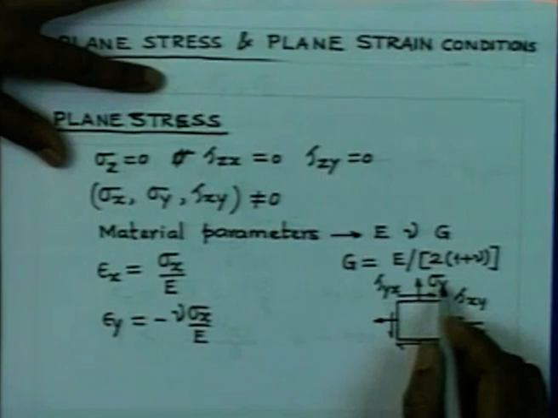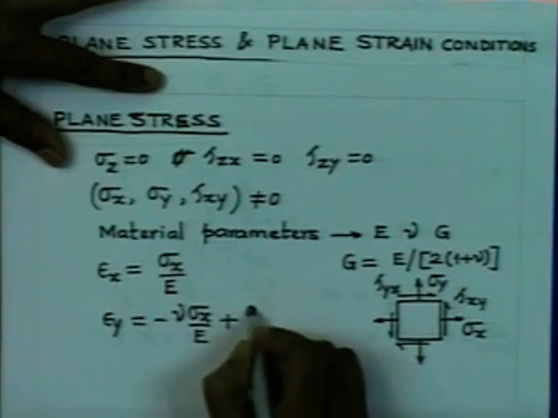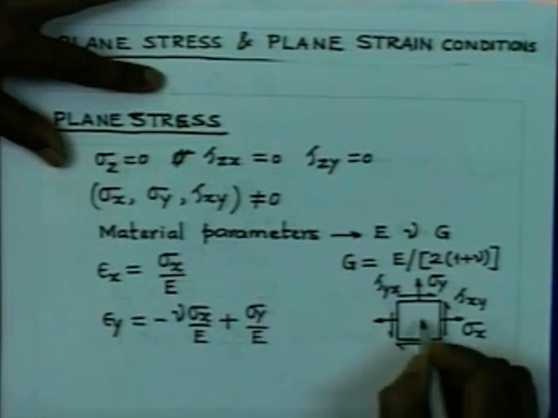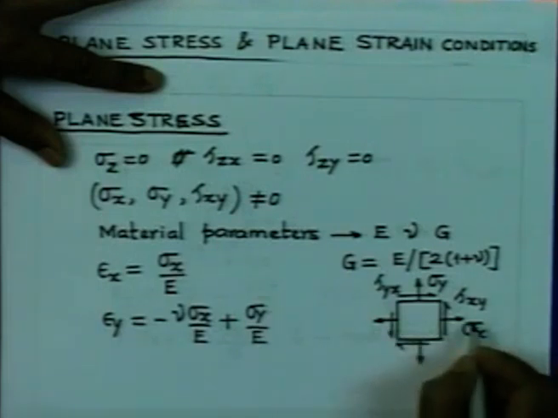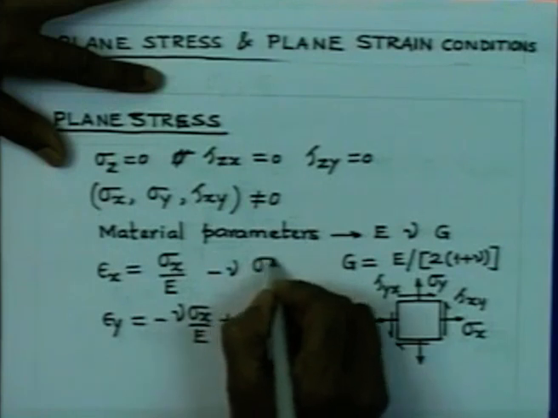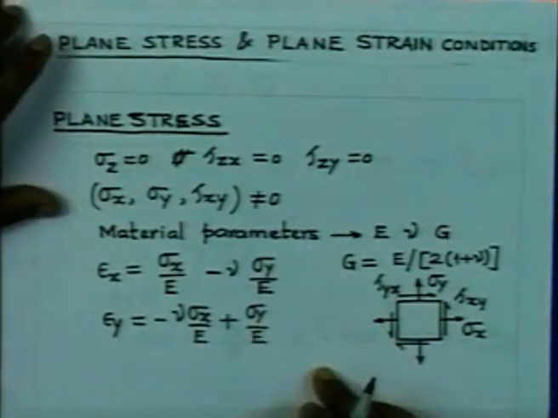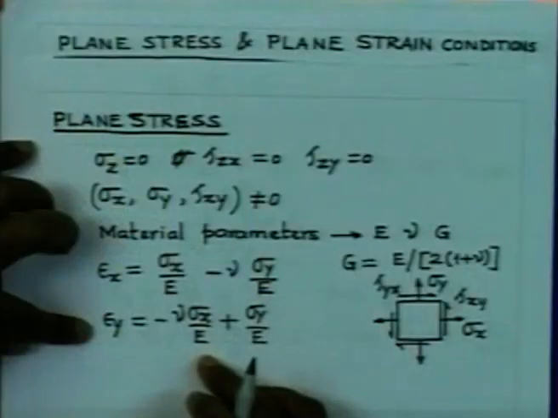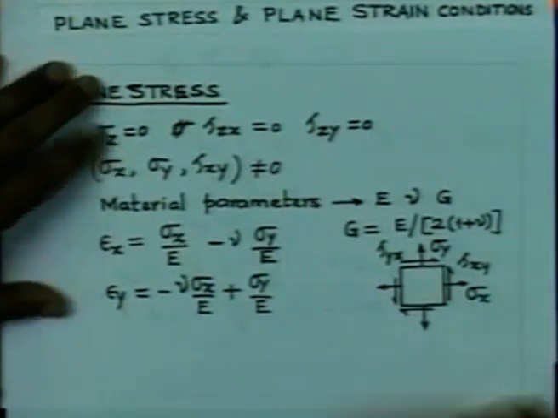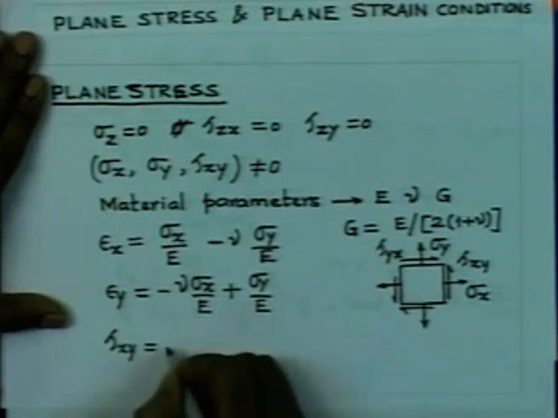Similarly, if I consider the sigma y stress, it is going to produce a strain in the y direction, sigma y by E, and this is going to also produce a strain in the x direction, which is nothing but minus nu times sigma y by E. So, under the simultaneous action of these stresses sigma x and sigma y, we are going to have strain in the x direction, epsilon x equal to sigma x by E minus nu times sigma y by E, and epsilon y equal to minus nu times sigma x by E plus sigma y by E. And the shear strain is going to be produced only by the shear stress.